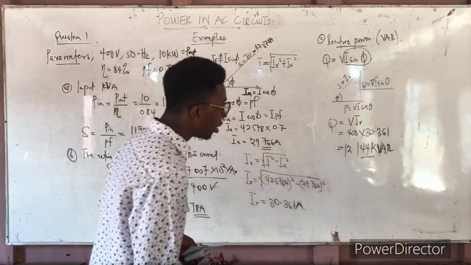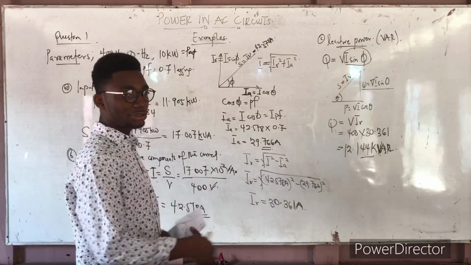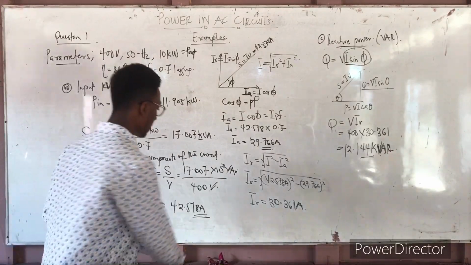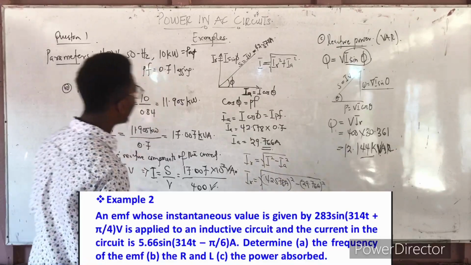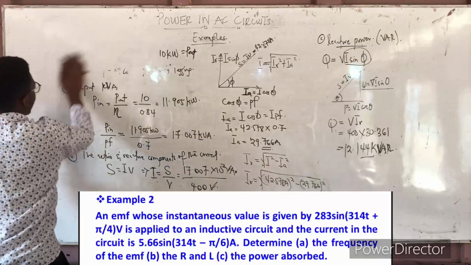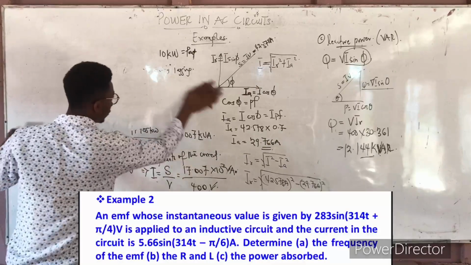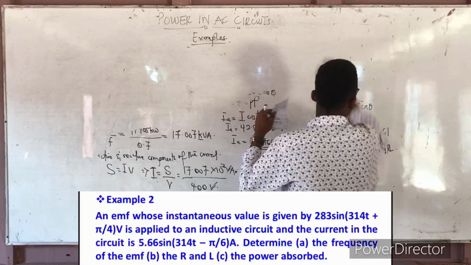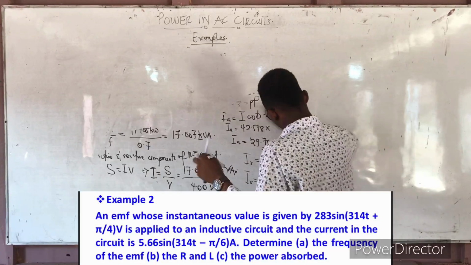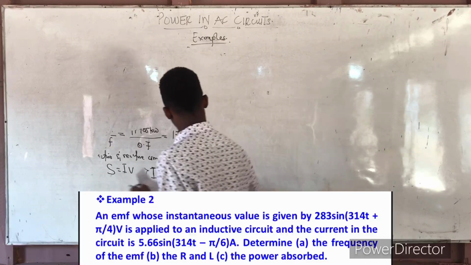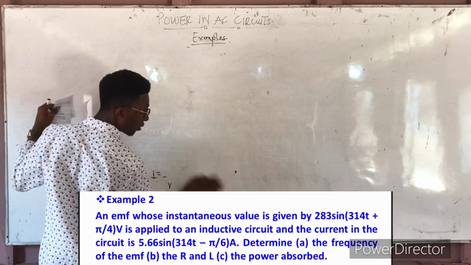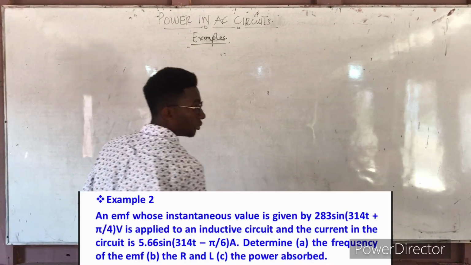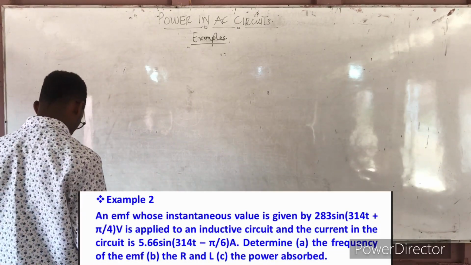Okay, so now this brings us to the end of the first question. Let's quickly take the second question and we bring this session to an end. Let's read the question. An EMF whose instantaneous value is given by 283 sine of 314t plus pi on 4 volts is applied to an inductive circuit, and the current in the circuit is 5.66 sine of 314t minus pi on 6 ampere. Determine A, the frequency of the EMF, B, the R and L, and C, the power absorbed.